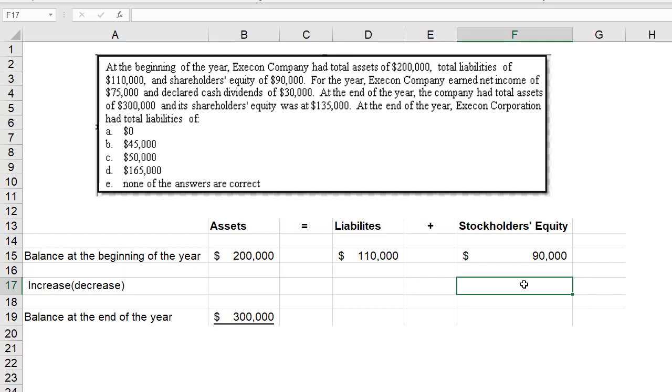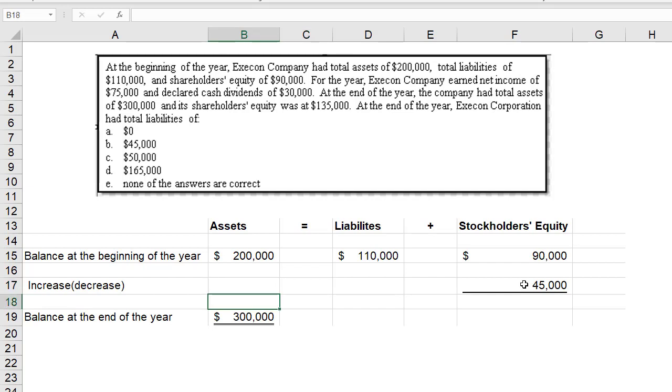Well, income increases stockholders' equity, so we're going to add $75,000 there. But then they also declared dividends of $30,000, and when we declare dividends, that reduces retained earnings, which is a portion of stockholders' equity. So we had a net change of $45,000.